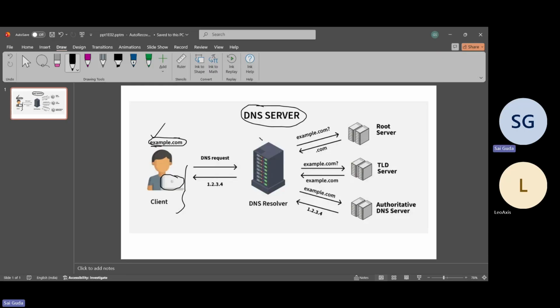It contains 4 important servers. One is the recursive resolver, one is the root server, one is the TLD servers, and one is the authoritative name servers. So first, our request will go to the recursive resolver. It helps us resolve the domain name into the respective IP address.